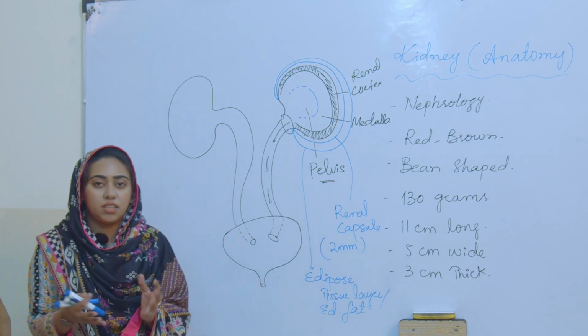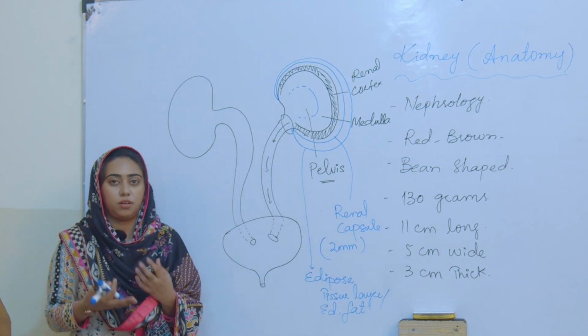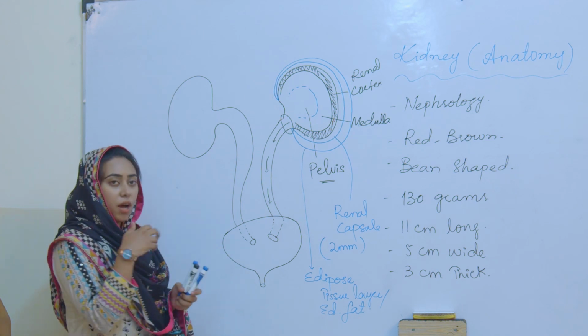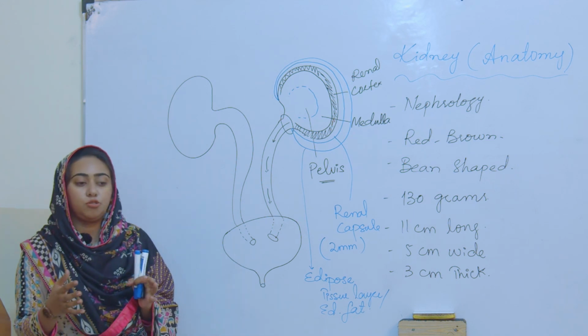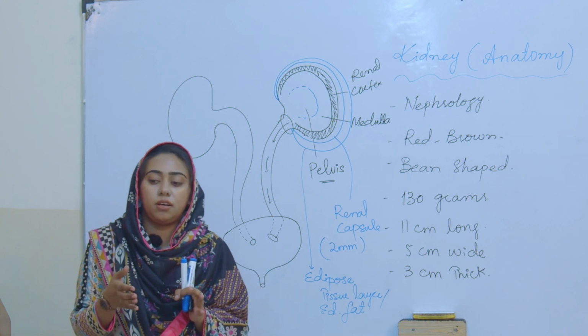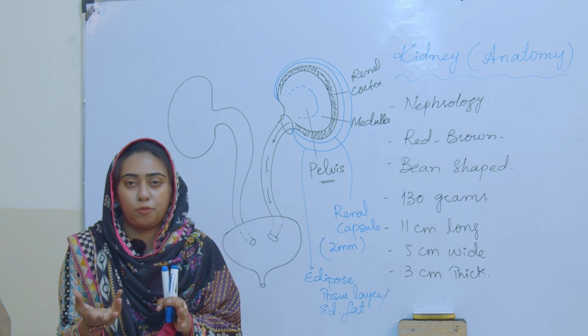So here the kidney is very well protected for its function and all that. Outside it there is also a fat layer, which is working like a shock absorber for the kidney.